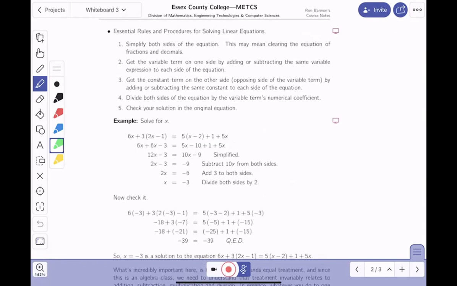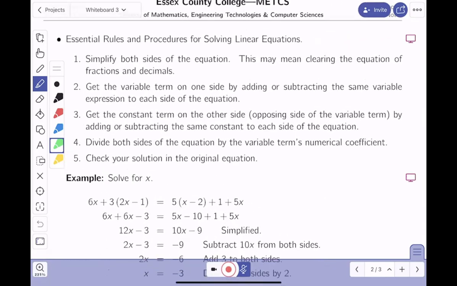And these are going to be the central rules and procedures. All right, let's talk about that. Essential rules and procedures for solving what's known as a linear equation. I wouldn't worry so much about a linear equation. We're going to give you linear equations. And this is a nice foundation to solving equations in general.